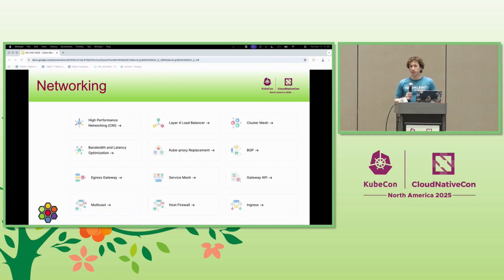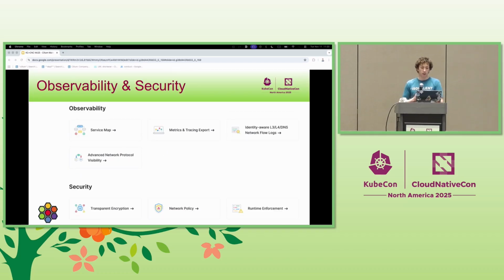Cilium has lots of different features covering the whole scope of networking, from CNI to load balancing, Gateway API to multicast. On the observability side, Hubble gives you a service map, network flow logs and network protocol visibility, while Tetragon gives you things like runtime enforcement and deep visibility into what's happening in your kernel.